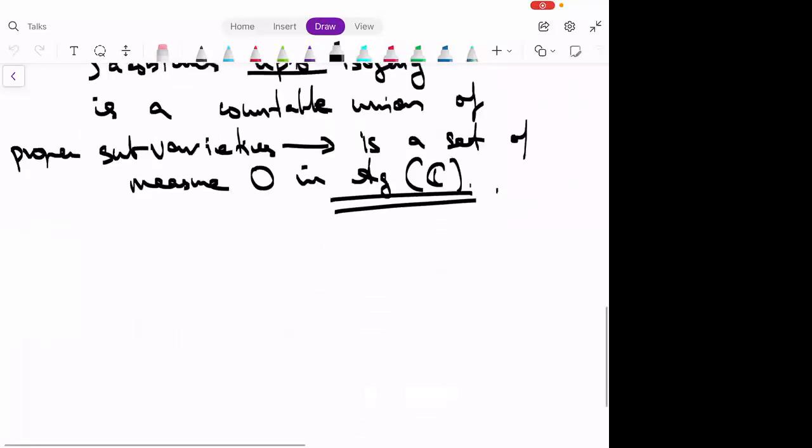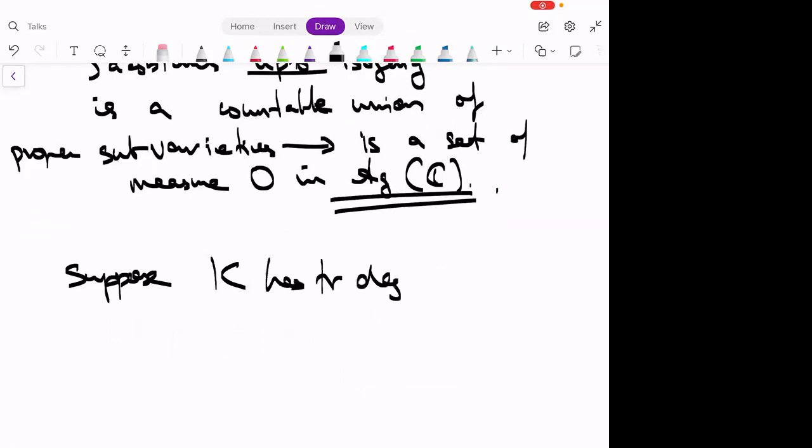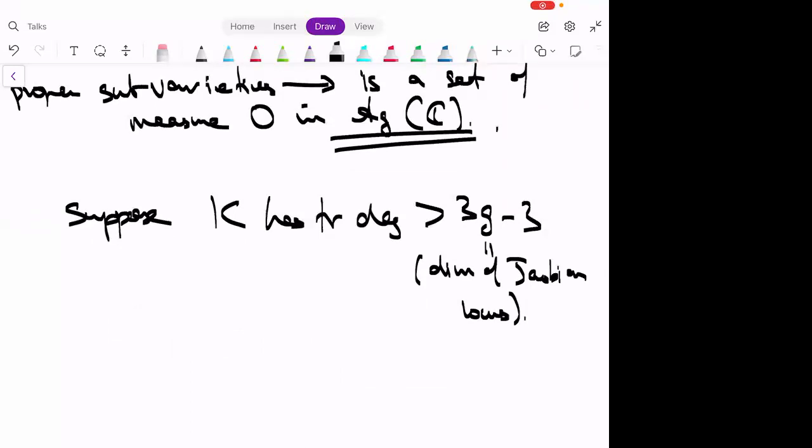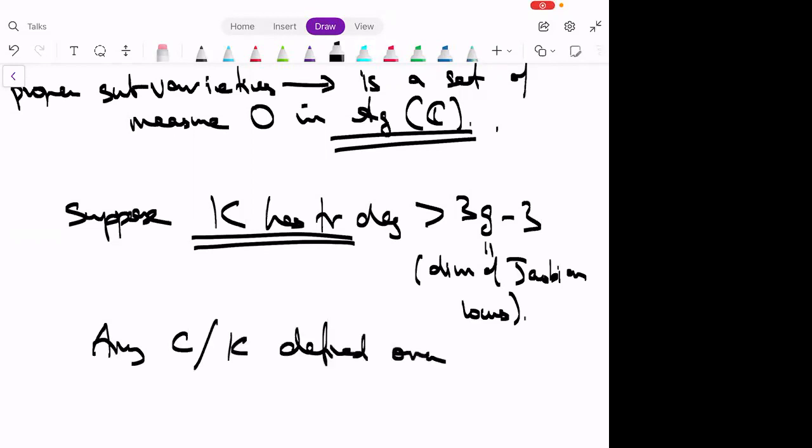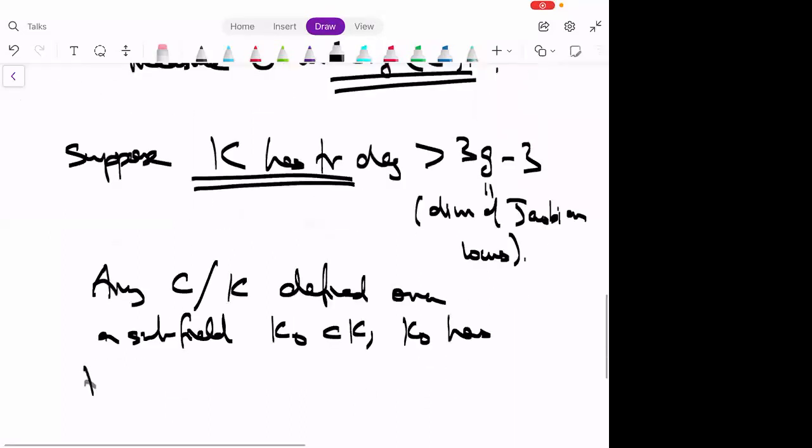Okay, thanks. Awesome. So we've dealt with C. Now, what about maybe smaller fields? So let's deal with the case when K has transcendence degree strictly bigger than 3G minus 3, and that's because 3G minus 3 is the dimension of the Jacobian locus. Great. So why are we done? Why can we find an abelian variety over such a K that's not isogenous to a Jacobian? Well, if you take any curve over K, it's going to be defined over a subfield K0 contained in K, where K0 has transcendence degree at most 3G minus 3.